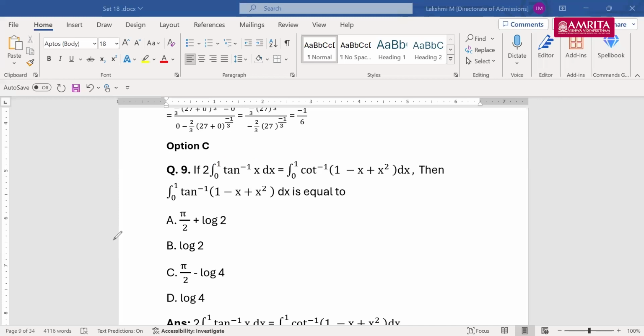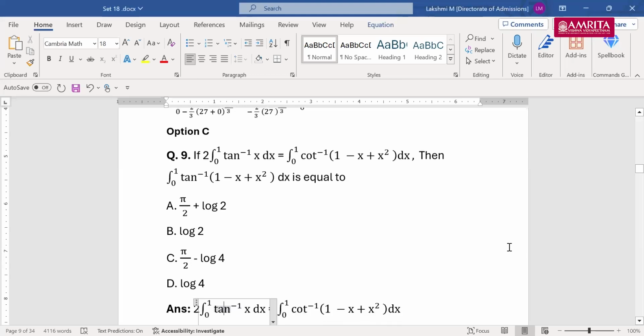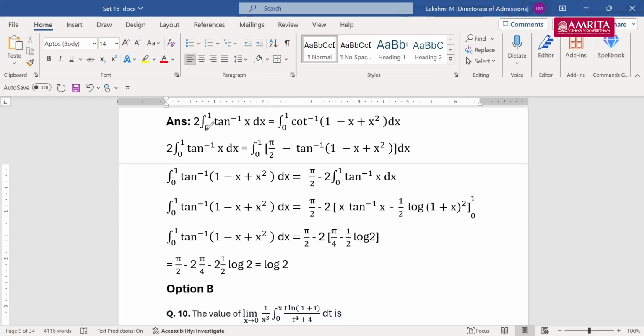Okay. What is actually tan inverse x plus cot inverse x? What is the value? It's pi by 2. So you can substitute it here, right? So yes, we can just solve it. I'll just show you how to solve this question. 2 into integral of 0 to 1 tan inverse x dx is equal to integral of 0 to 1 cot inverse of 1 minus x plus x square. So I've substituted this cot inverse as pi by 2 minus tan inverse of 1 minus x plus x square dx.